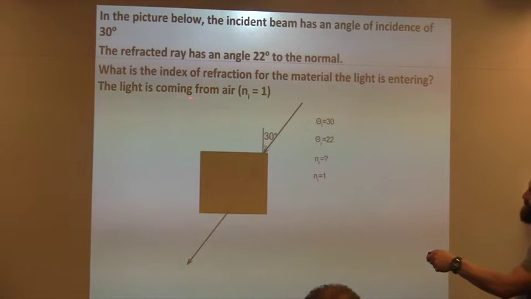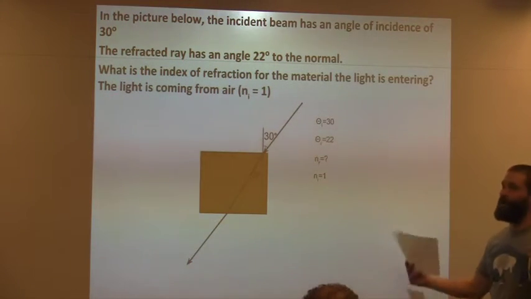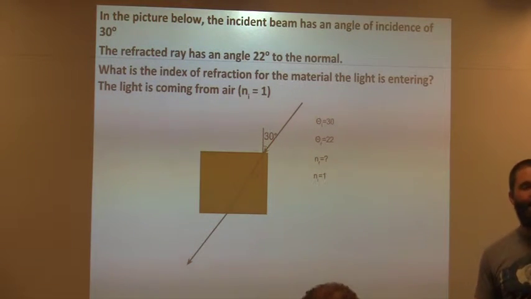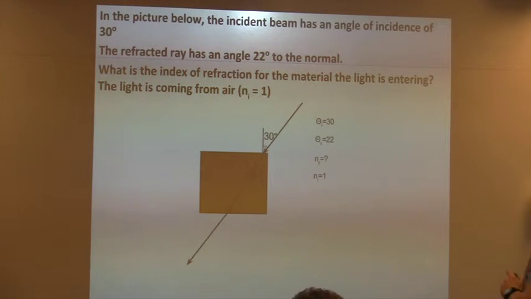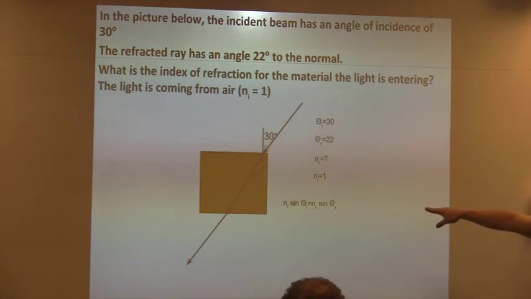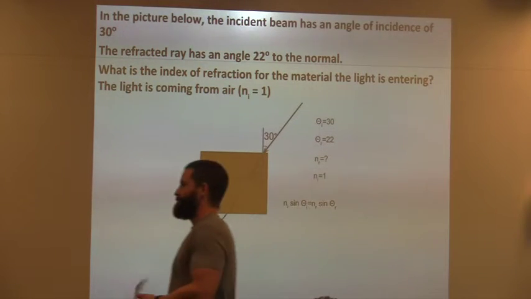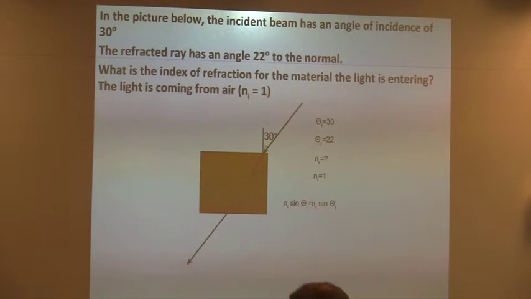Okay? The light is coming from air. If it's coming from air, we're going to assume 1. Alright? Because light travels as fast as it can in a vacuum or in air. Air would be a little bit slower, but for our purposes, we don't have to calculate that precisely. Alright? So now what I'm going to do, this is Snell's law basically. Right? This is the equation right here. That's the equation we just copied down.